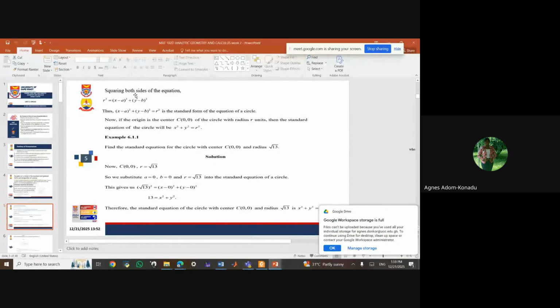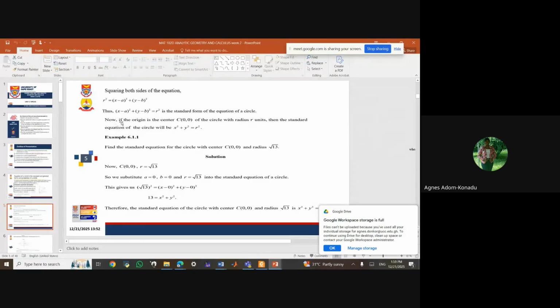Squaring both sides of the equation, I'm going to get r squared is equal to x minus a squared plus y minus b squared. And when I write it in this form, we call this the standard form of the equation of a circle. So when we are asked to write the equation of the circle in the standard form, it is giving us r squared is equal to x minus a squared plus y minus b squared.